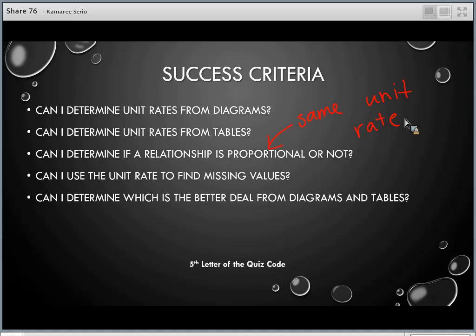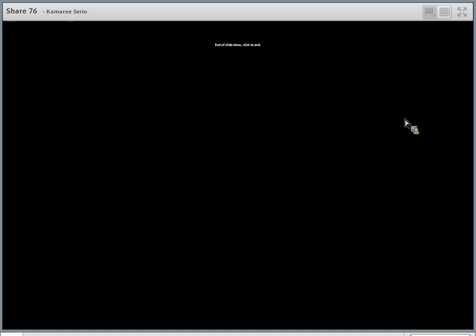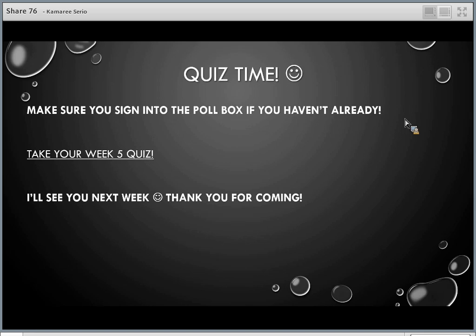Last letter of the quiz code is I as in ice cream. I as in ice cream. Oops. So your quiz code should be CHILI. And make sure that you go and take your quiz.